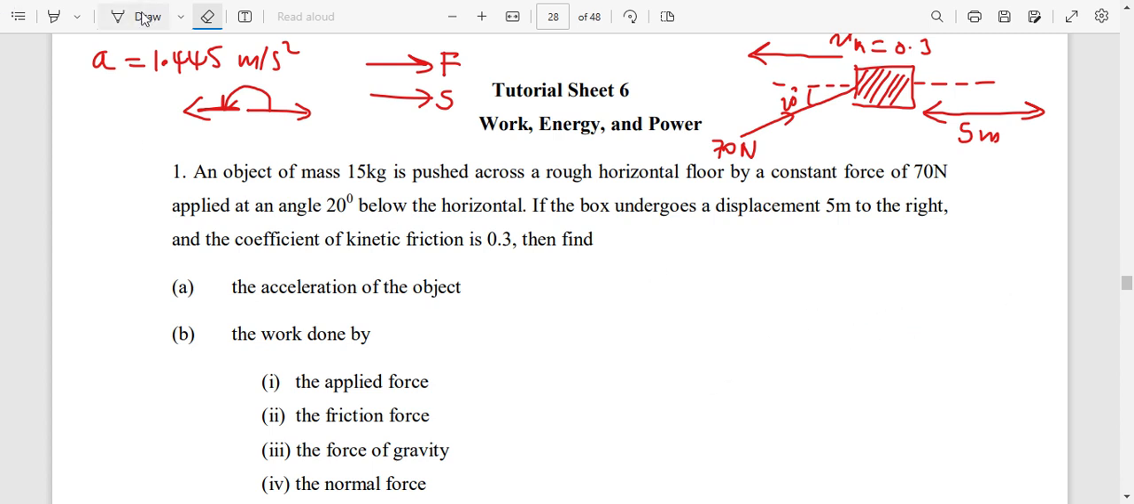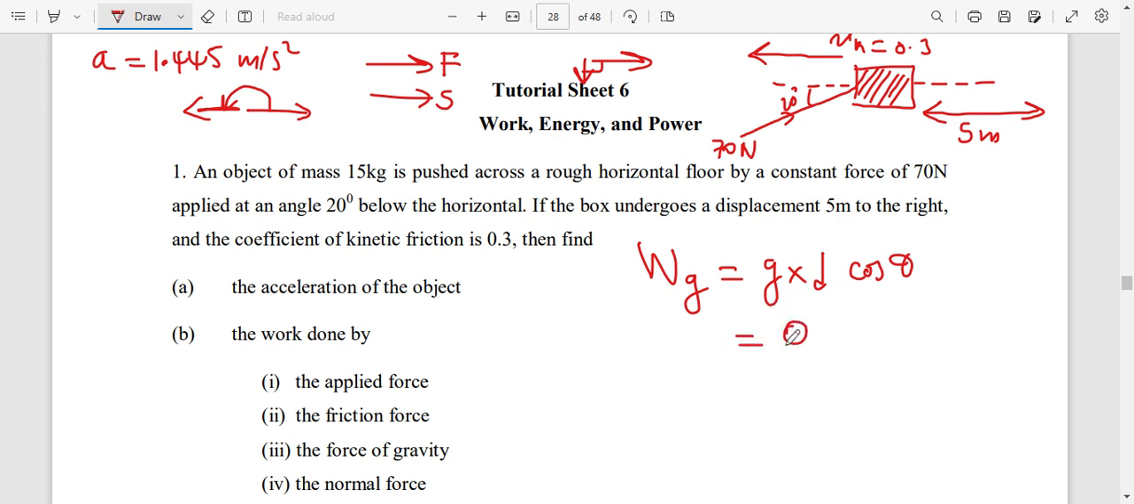Now, when you are finding the work done by gravity, work is given as force multiplied by the distance going in the direction of the force. So if you multiply gravity times the distance moved, gravity goes down and the distance is going in that direction. So cosine theta, the angle between these two is 90 degrees, and cosine of 90 is 0. So 0 times anything will be 0. So work done by gravity and work done by the normal force is always 0 in this case.